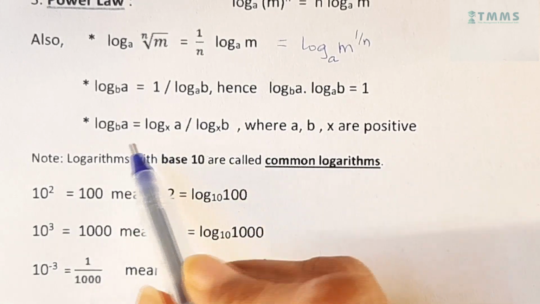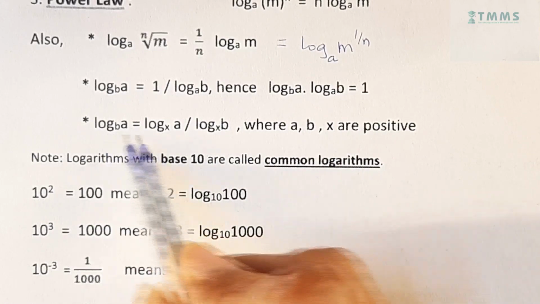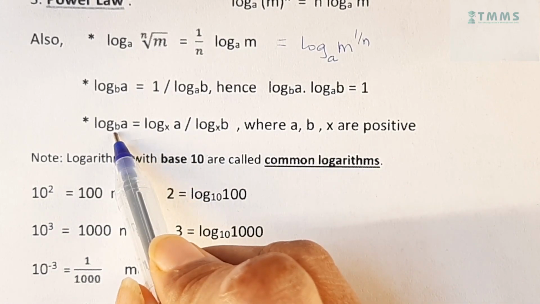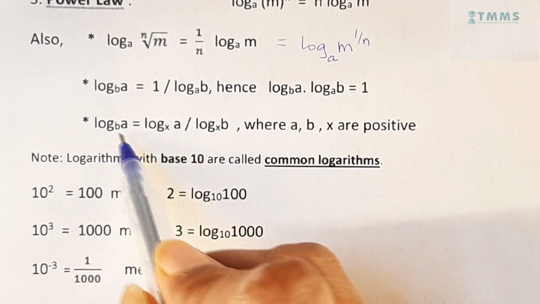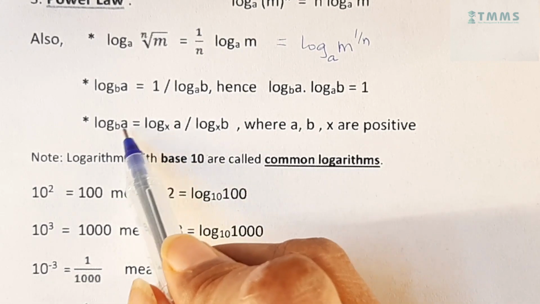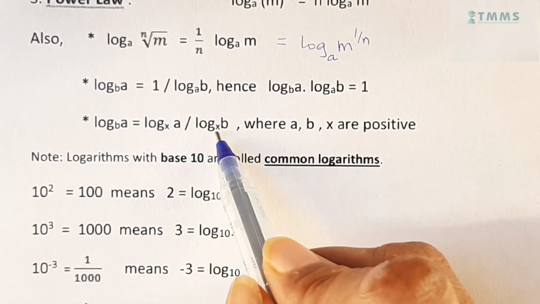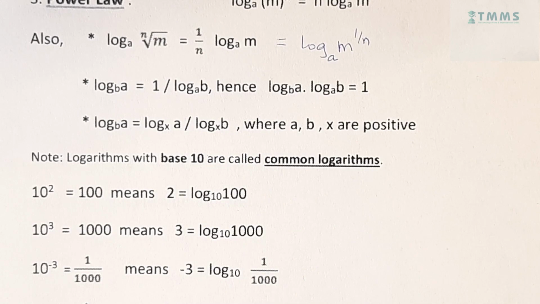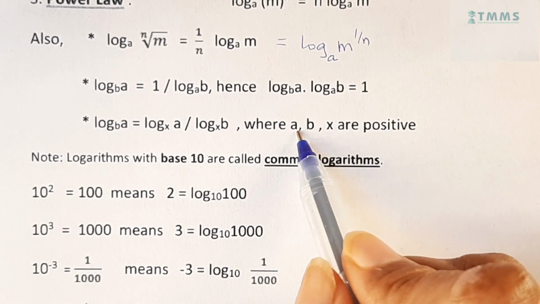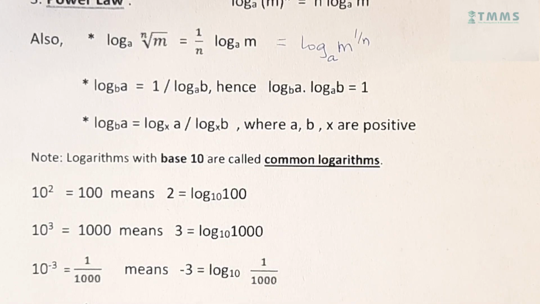Then we have another result over here. If we have log of a to the base b, and if you want to split them as log a and log b, then log a to the base b becomes log a to the base x upon log b to the base x. And this is true only if your a, b, and even the x are positive. Let's look at an example for this.